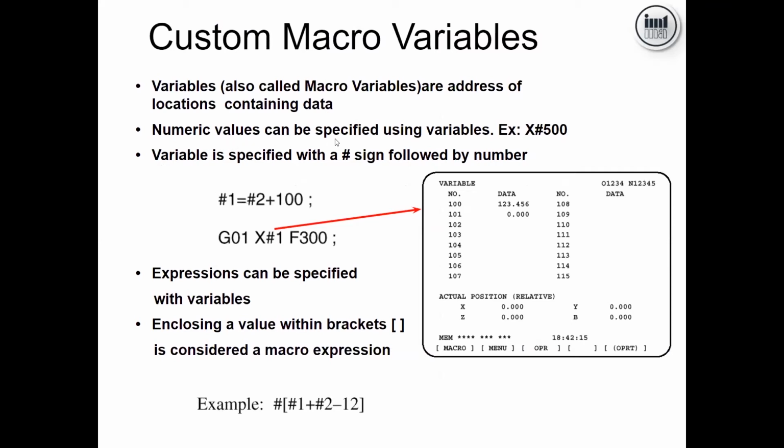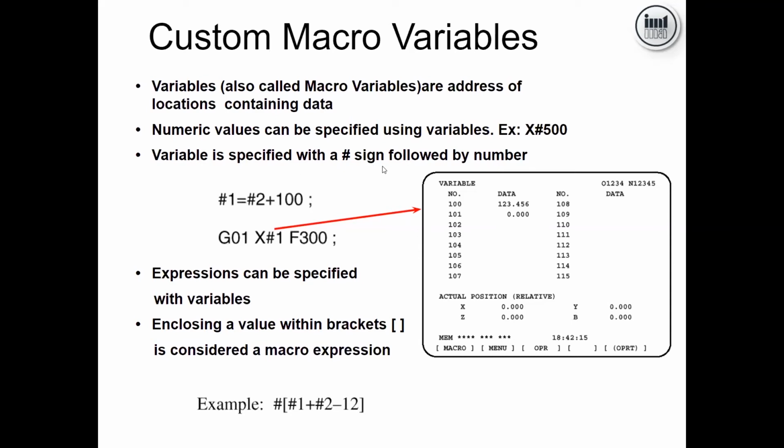Then numeric values can be specified using variables. That means in the program, you can use them. So you can use X hash 500. That means whatever is stored in 500, say for example 100 mm or 200 mm or 50 mm, that will be read. So X hash 500 means if in hash 500 you stored 50, then it will become X 50. So X hash 500 means X 50. That can be understood in the program.